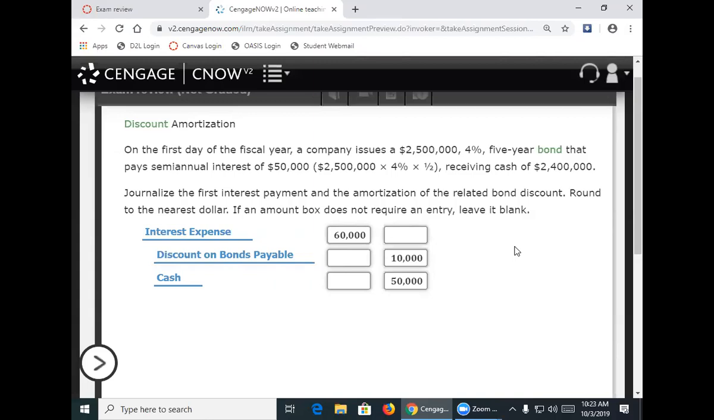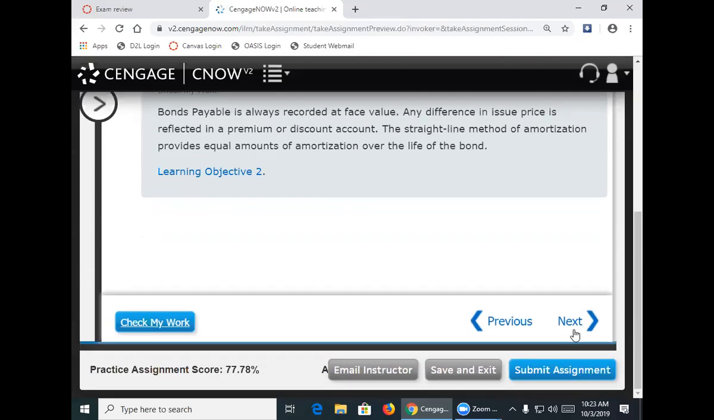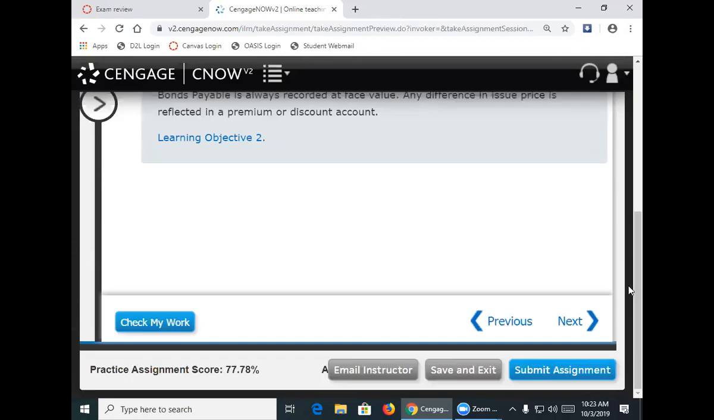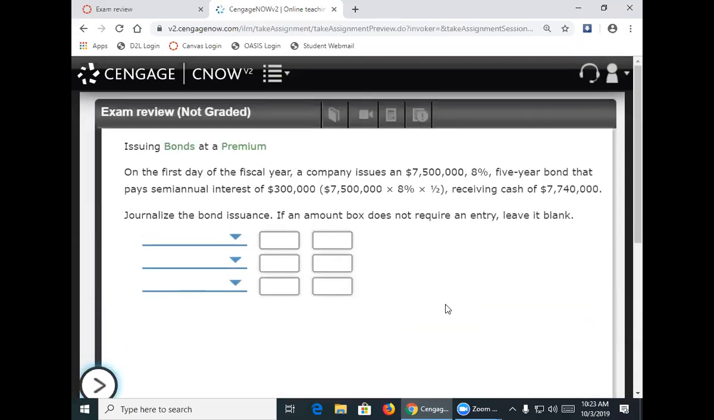Any questions on that one? Okay. We did that one. So now I'm skipping over to number 8. So the last two, you can imagine, are dealing with premiums. So a little different, of course.